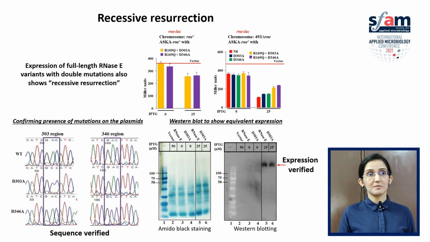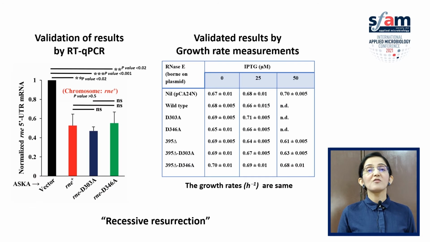Accordingly, several experiments were conducted as tests for the authenticity of recessive resurrection, such as confirmation of mutation in the gene, equivalent expression of all the polypeptides, no difference in the growth rates between all the ASCA plasmids, and determination of 5' UTR levels for mRNA expressed from the chromosomal RNA plus locus by RT-qPCR.